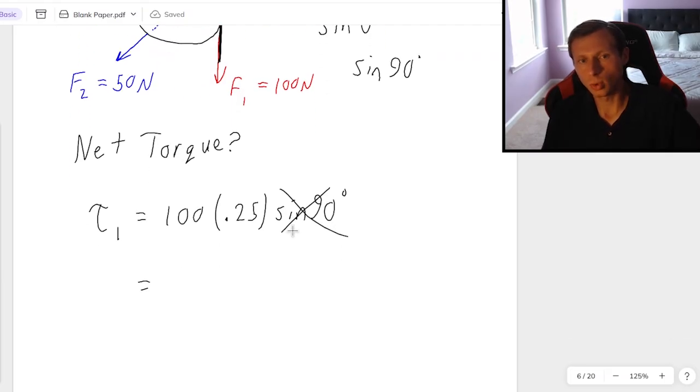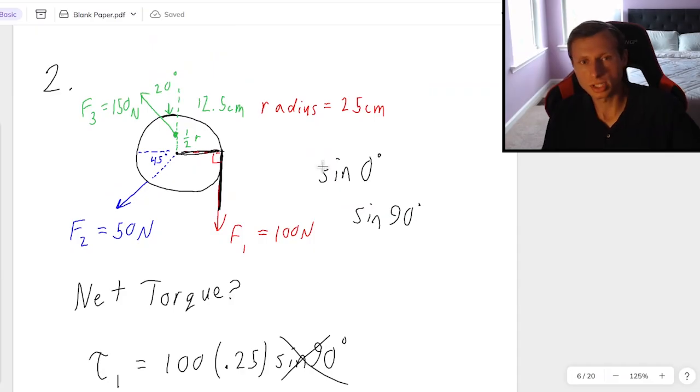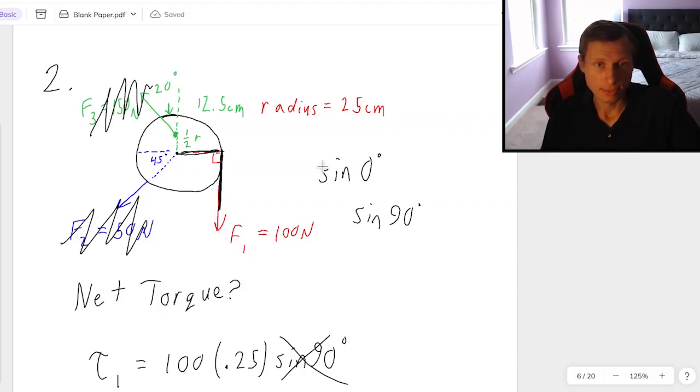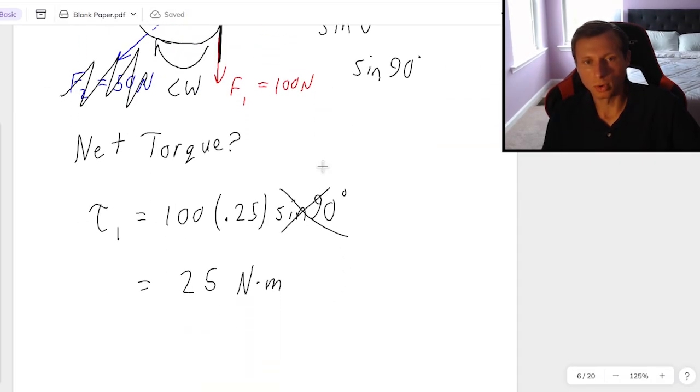So it looks like torque 1 will be 25. Units are Newton meters. And by the way, I do need to think, is this positive or negative? In other words, if I just ignore F2 and F3 for a second, will F1 cause the wheel to spin clockwise or counterclockwise? Well, to me, it looks like F1 is causing the wheel to spin that way. That way is clockwise. So in other words, F1 will be negative 25. And I will put negative there in this problem.